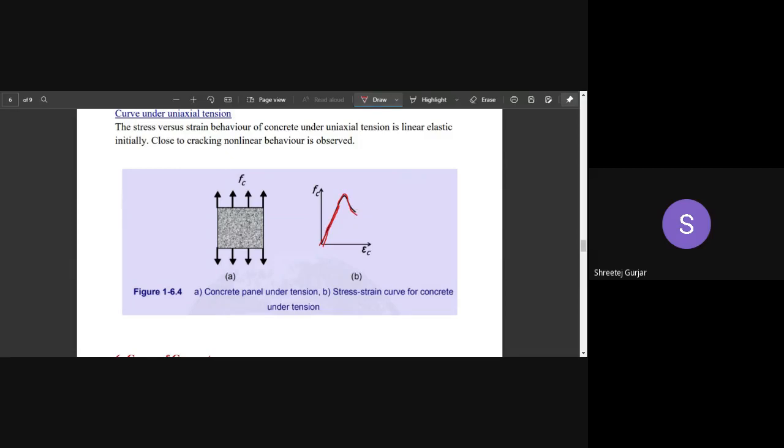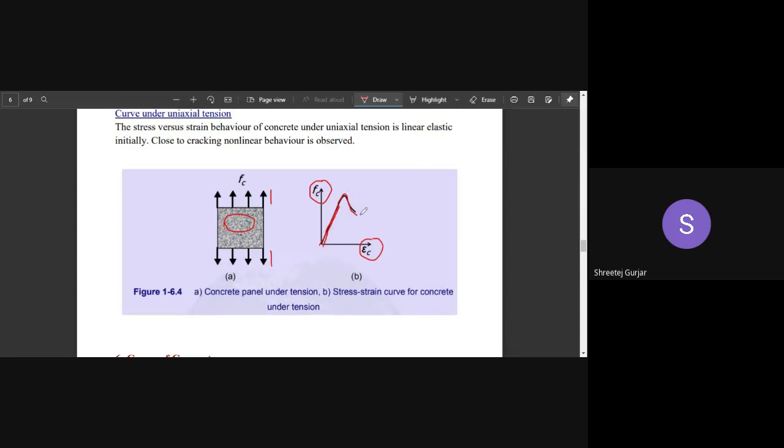It becomes non-linear and it becomes descending. This is your stress axis and this is your strain axis. You can see this is your concrete element which is under tension. So this is your stress strain curve for your concrete under tension.